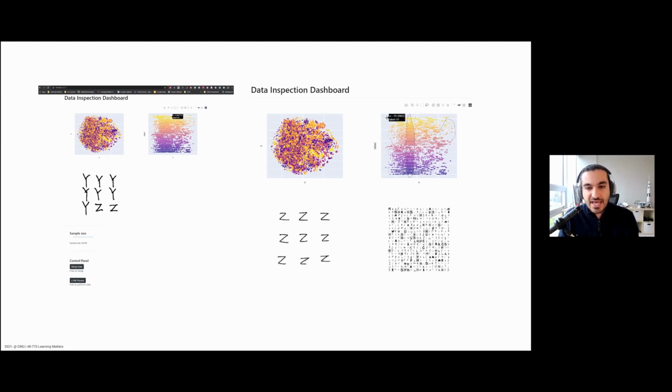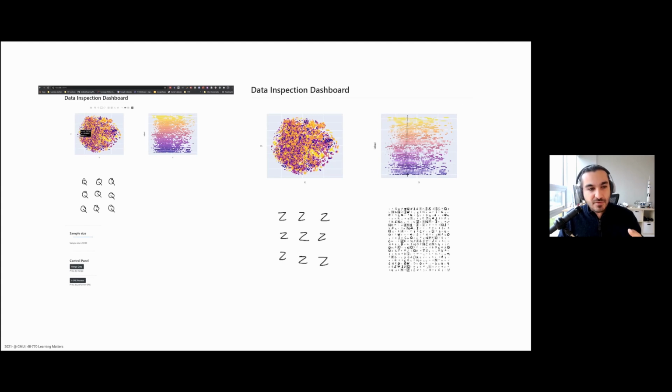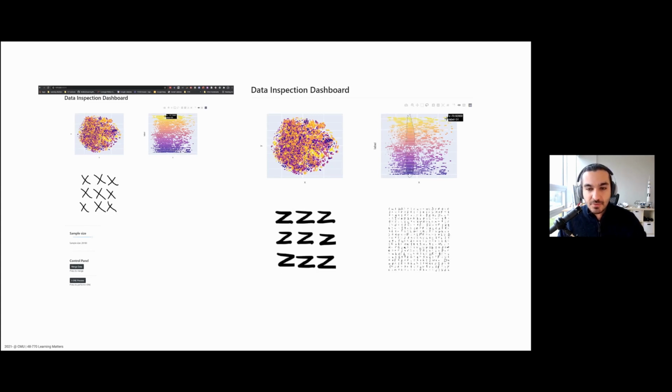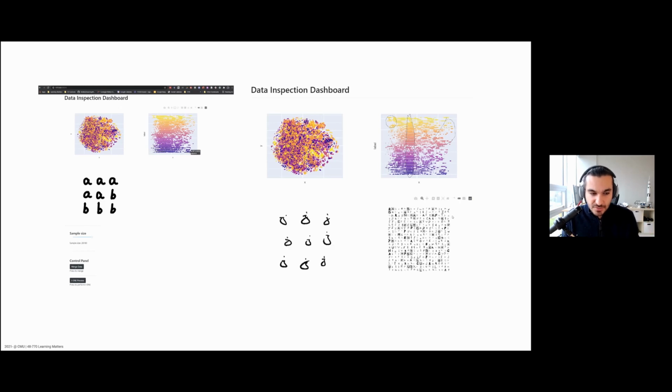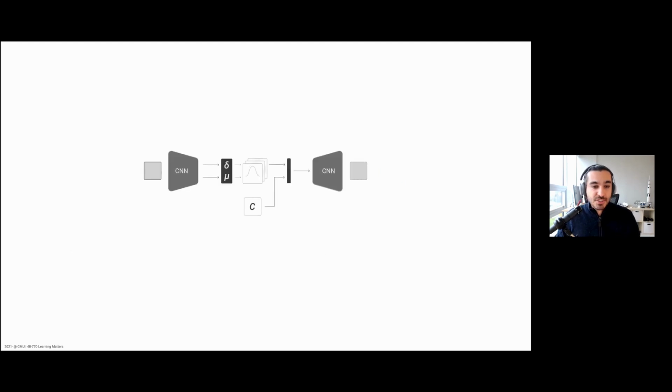So students had access to a web-based dashboard to curate data. There were a couple of data visualizations here. We were using the t-SNE algorithm to distribute the samples based on their similarity, also based on their labels, like if it's an A, B, C, D. So students could watch every single sample pretty carefully and then combine them together in order to make their own data set.